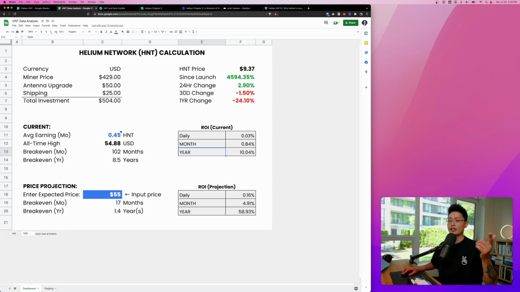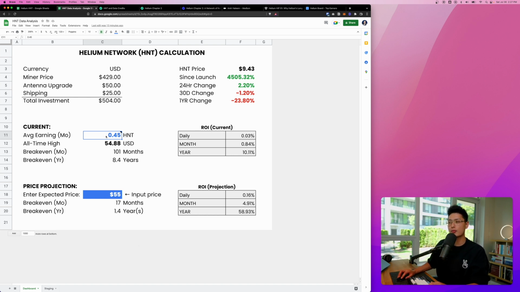And that's why I introduced this parameter called price projection. Here you can enter the expected HNT token price. For example, the all-time high is $55 here. So let's say the HNT token is back at 55, and you're still mining 0.45 a month. Now, instead of 8.5 years, it takes you 1.4 years to get your ROI back. And now think about it. What if you put this miner in a really good prime location that earns a little bit better? And I'm going to show you guys a couple of miners that I've found.